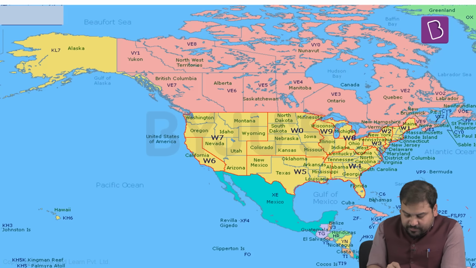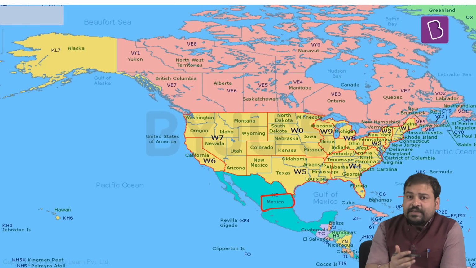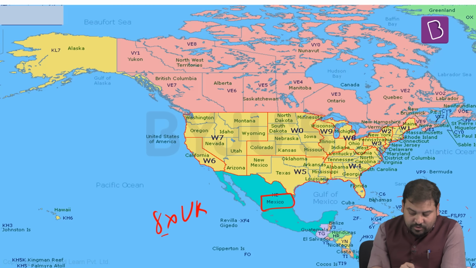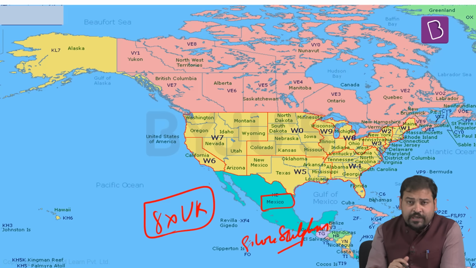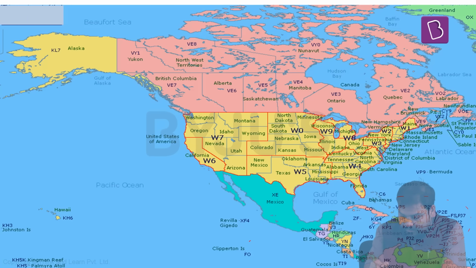Now, talking about Mexico, a triangular shaped country south of the USA, it looks small on the map, but it is a very big country, almost 8 times the size of the UK. It is a leading producer of many minerals like silver and sulfur, and also a very important producer of oil, with the capital city being Mexico City. Another country that you need to remember is Panama, the southernmost country of this region, situated between Costa Rica and Colombia.